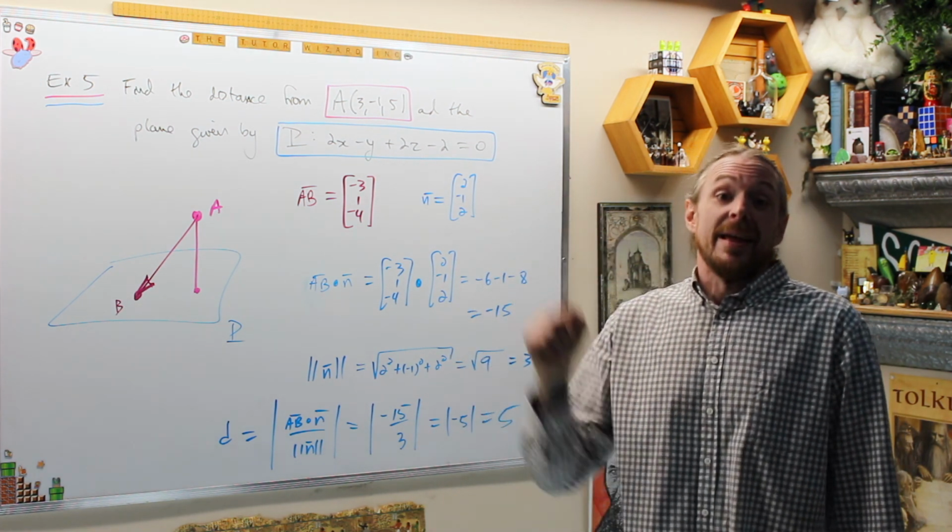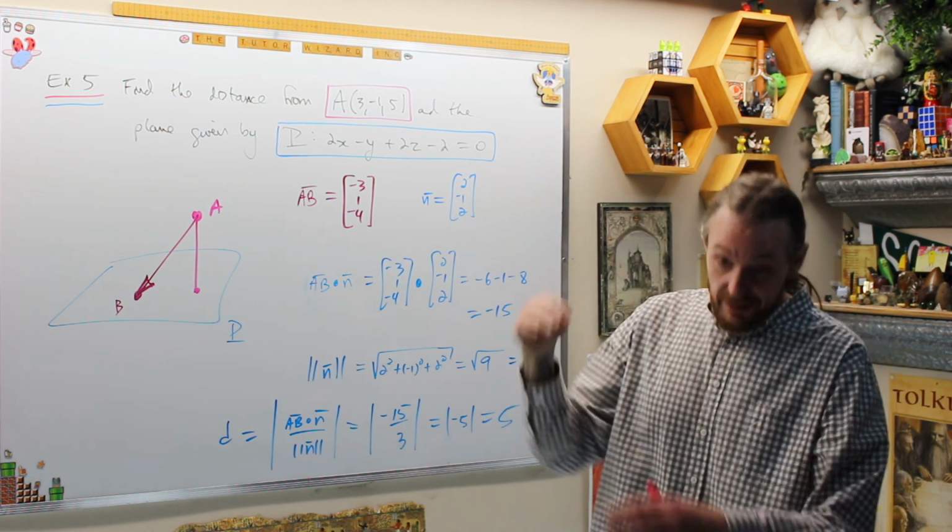If they are not parallel, that means they intersect in some way, and we need to find how they intersect, either the line or point of intersection.